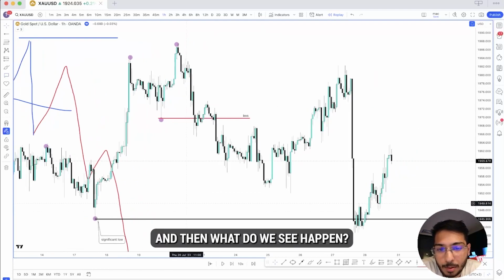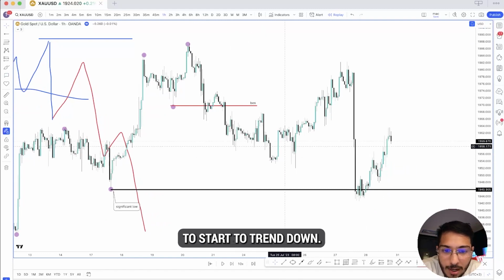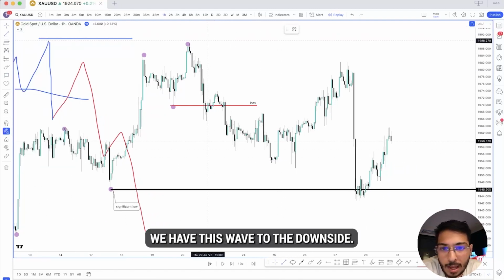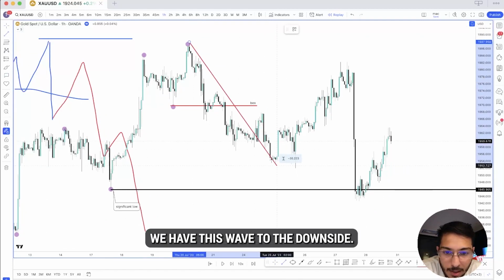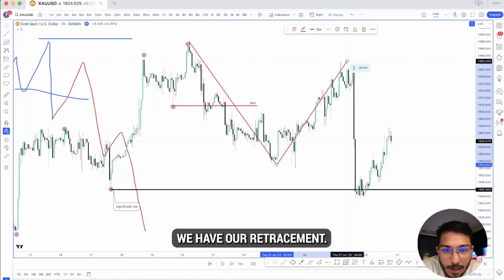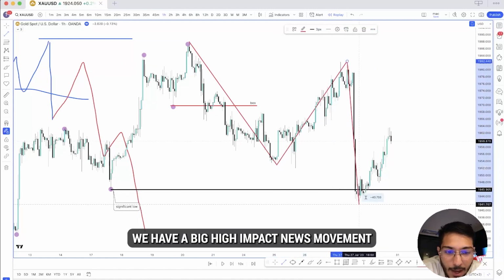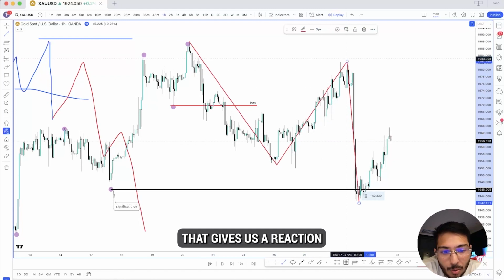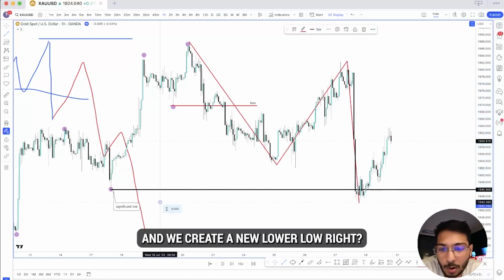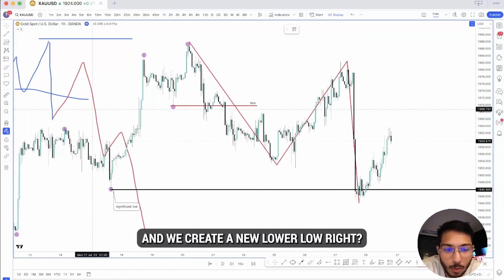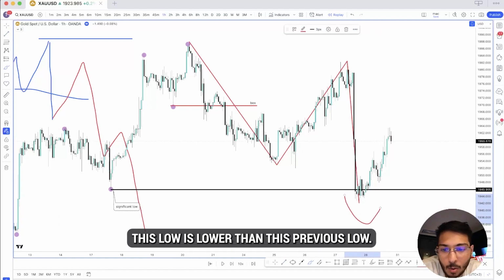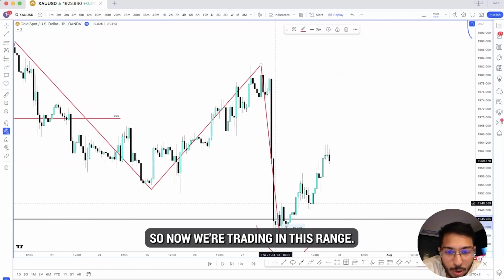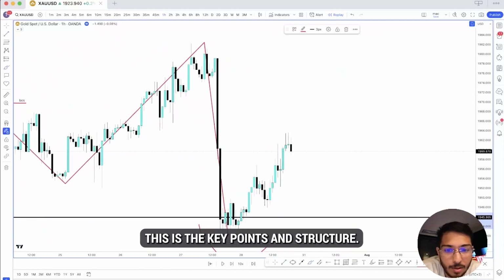And then what do we see happen? We see that price is starting to trend down. We have this wave to the downside. We have a retracement. And then from there, we have a big high impact news movement that gives us a reaction and takes price lower, and we create a new lower low, right? This low is lower than this previous low. So now we're trading in this range. These are the key points in structure.